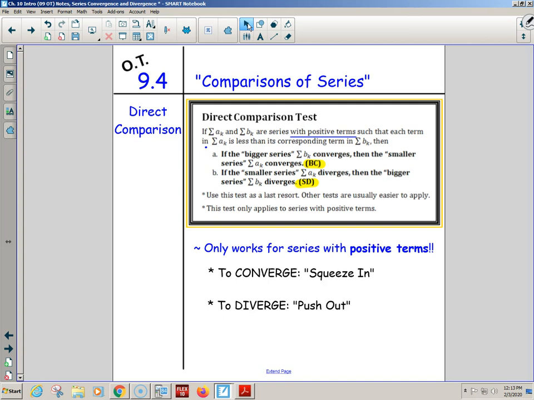What do you think that means about this? If the smaller diverges, the bigger diverges. But if the smaller converges, we know nothing. Okay. How does this make sense? Can I have you guys think about the squeeze theorem?